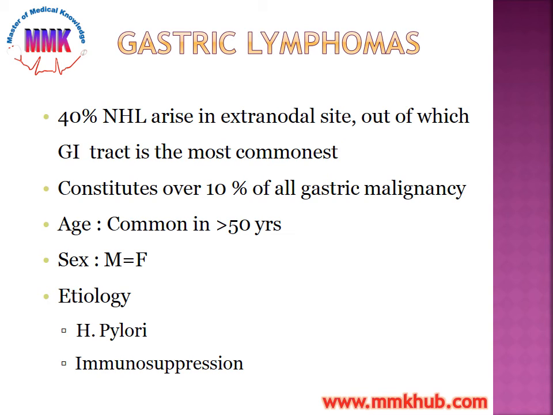40% of non-Hodgkin lymphomas arise in extranodal sites, out of which the GI tract is the most common. Gastric lymphomas constitute over 10% of all gastric malignancy, common in patients more than 50 years of age, while the sex ratio is equal in both male and female. Etiological factors include H. pylori infection and immunosuppression.